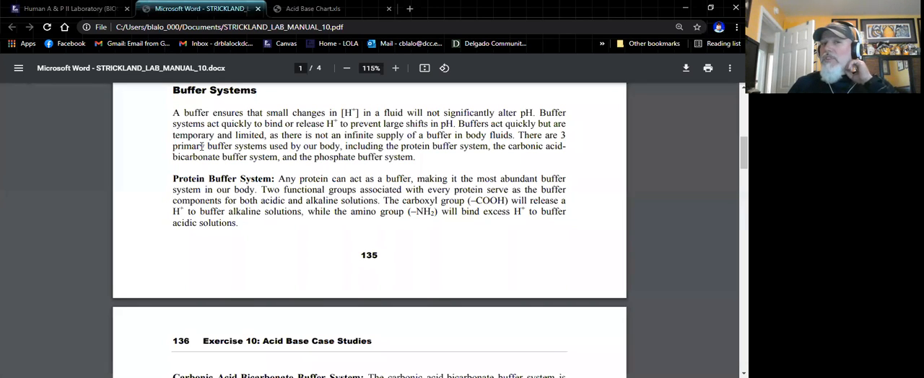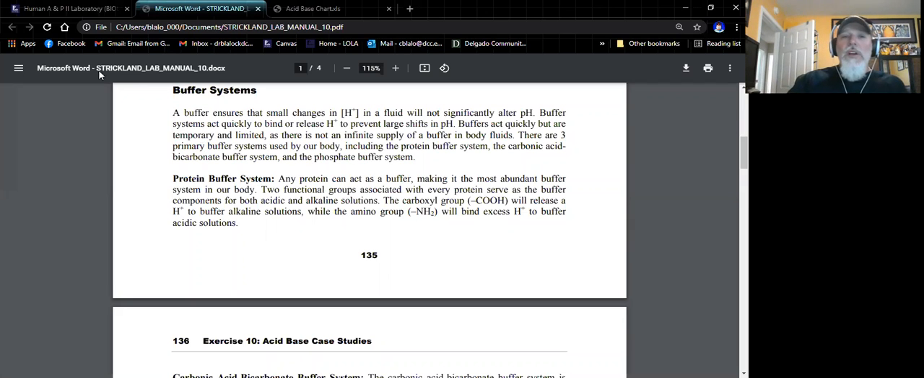Now, the first buffer system that we have is a protein buffer system, and our protein buffer system is related to any protein. I'm not going to get into protein structure and all that kind of stuff, but all proteins have hydrogen ions attached to them. Lots of hydrogen ions attached to them. So we can use proteins and their abundance of hydrogen ions to add hydrogen ions to them or take them away from them, in a temporary setting.